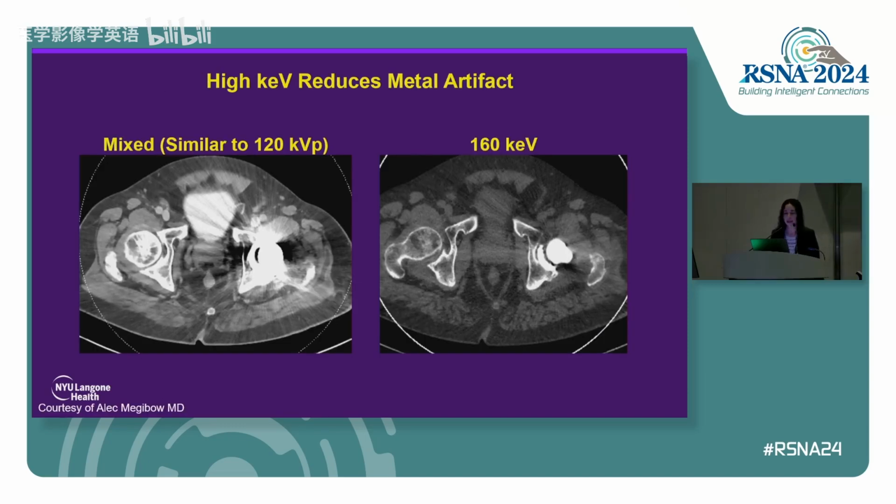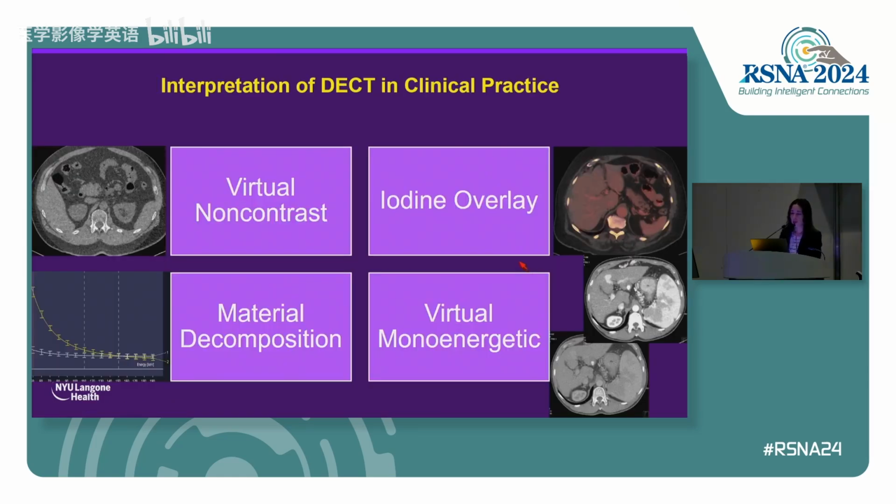On the other hand, the high keV images can be used to overcome metal artifact. So on your left is a linear blended image, so similar to that conventional 120 kVp scan. And you can see quite a bit of artifact emanating from the left hip implant, which is markedly reduced on the high keV image. So that's it for interpretation of dual energy CT in clinical practice.